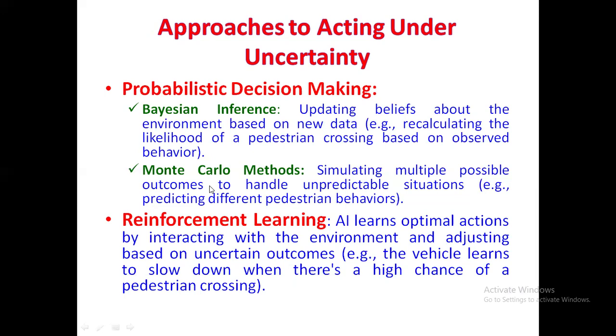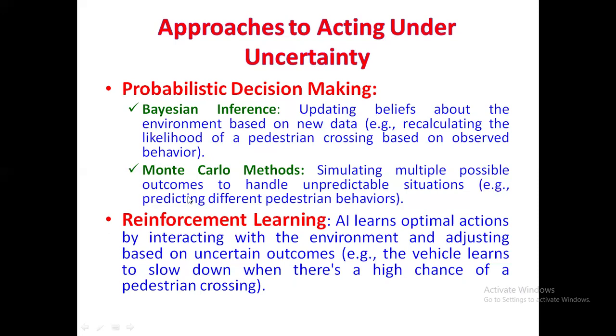Next, Monte Carlo methods. Autonomous vehicles use Monte Carlo simulations to simulate multiple possible outcomes of a situation. For example, it may predict the movement of pedestrians or other vehicles based on observed behavior. These simulations help the vehicle anticipate a range of possible outcomes and make decisions that reduce the risk of accidents.